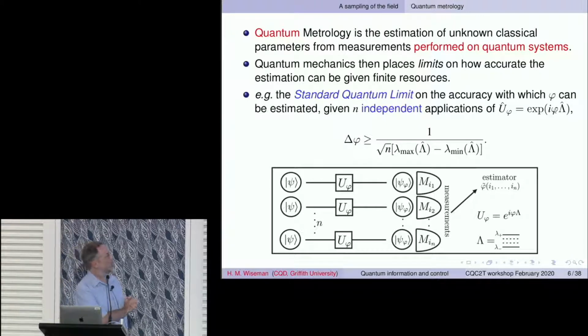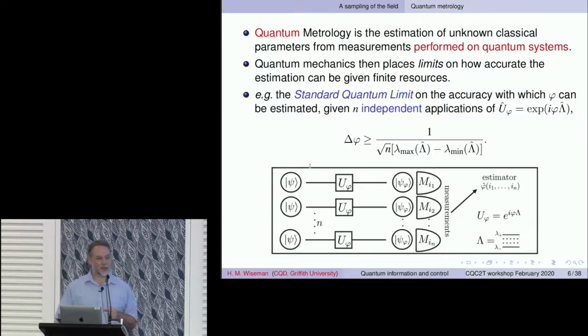In the standard way of doing this, we just apply that gate to a qubit, or whatever sort of system it applies to, make some measurement, and then do that again and again on a whole bunch of qubits. From the measurement results, we process that and get an estimate for this unknown parameter. For this scenario, we can show that the standard quantum limit says that the uncertainty with which we can estimate that parameter is bounded by this expression here. It's related to the difference between the maximum and minimum eigenvalues of the generator, and it has a 1 over square root n.